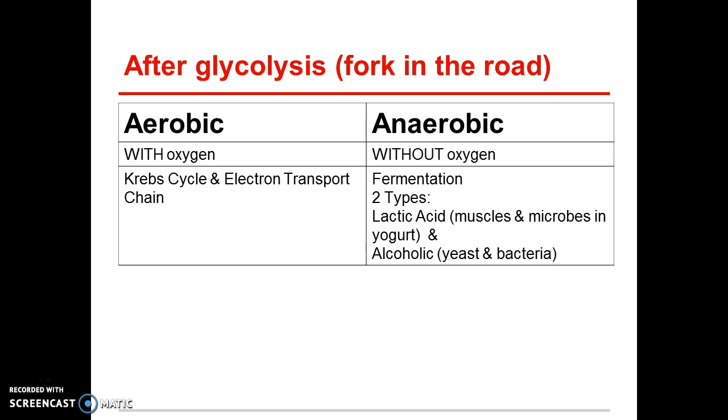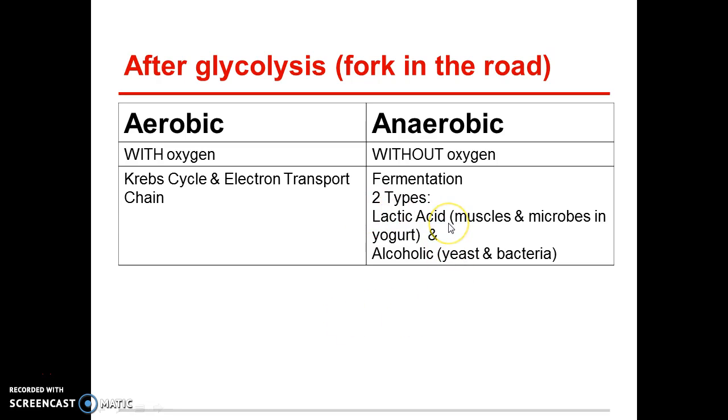So after glycolysis happens in the cytoplasm, there's a fork in the road. The question is, is there oxygen present? Because if there is, it will continue on through the Krebs cycle and electron transport chain, like it's normally supposed to. These are forms of respiration. If there's not oxygen in the environment, then it will go through anaerobic. Anaerobic respiration is without oxygen. The an at the prefix means without. So if there's no oxygen, it will go through a process called fermentation. And there's two types of fermentation, and you need to know these.